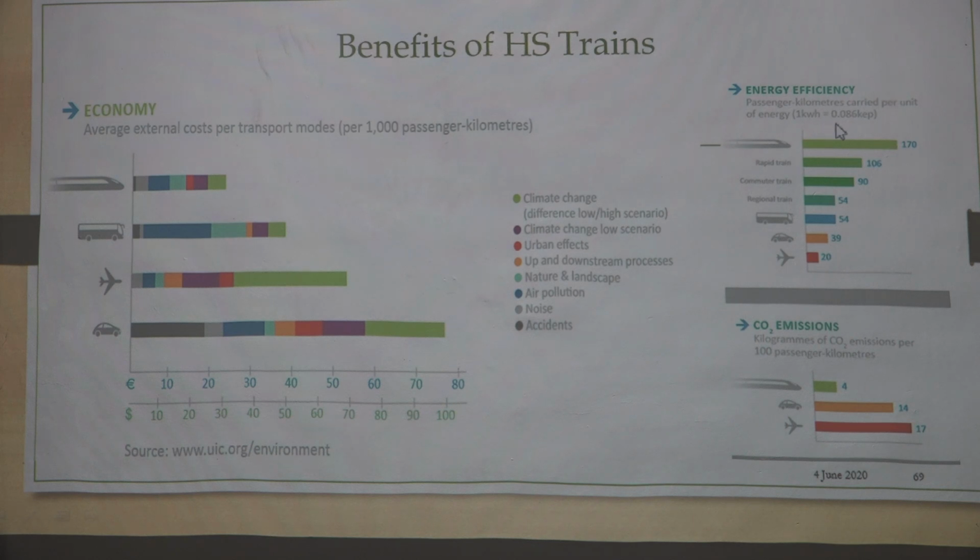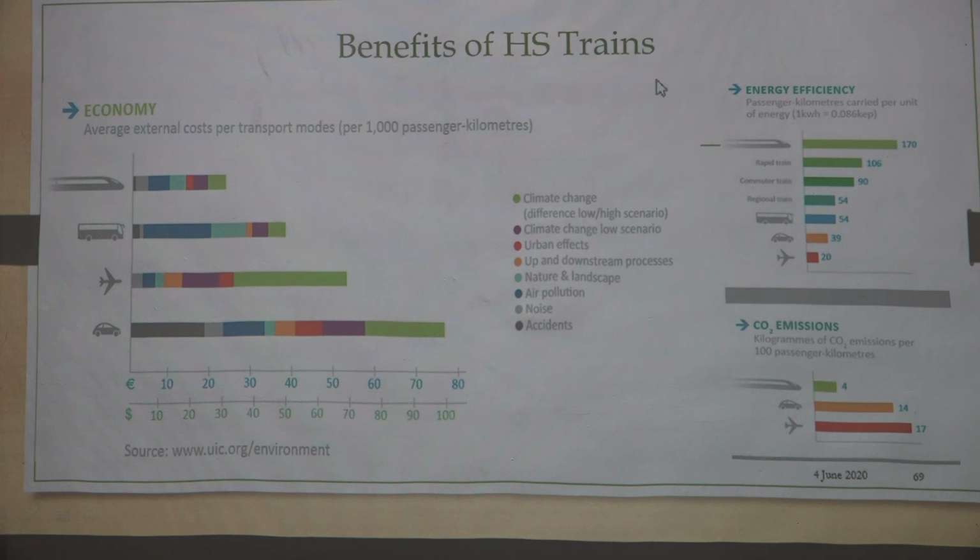As far as energy efficiency is concerned, the train is the most efficient. It is given here as passenger kilometer carried per unit of energy. For 1 kilowatt of energy we can carry 170 passengers by train, and for flight it is only 20 people. So, when energy efficiency is considered, the train is the economical one, followed by all the other transport modes.